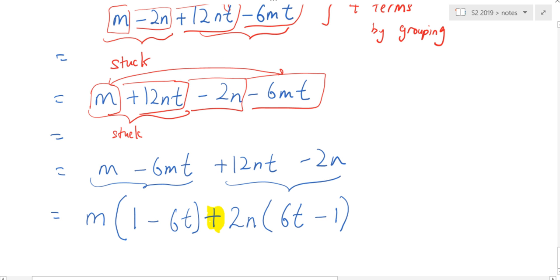Now I try. I am not sure whether correct or not. Now I try. 2n times 6t, do I get back the 12nt? Yes, right? 2 plus 2n times the negative 1. Do I get back the minus 2n? Yes. That means this is correct.